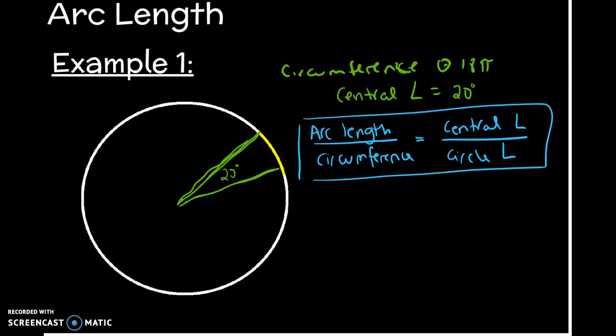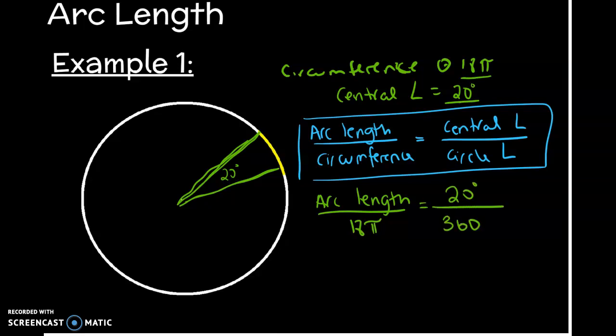Having said all of this, now we can plug in all the information that we have. We know what the circumference is, it's 18 pi. We know what the central angle is, that's 20 degrees, and the angle of a circle is always 360. So we are still trying to find the arc length, but instead of writing circumference, I'm going to be writing 18 pi is equal to, instead of central angle, I'm going to write 20 degrees because that is my central angle, and 360 for my angle of a circle. Just like before, I'm going to simplify by taking out the zeros.